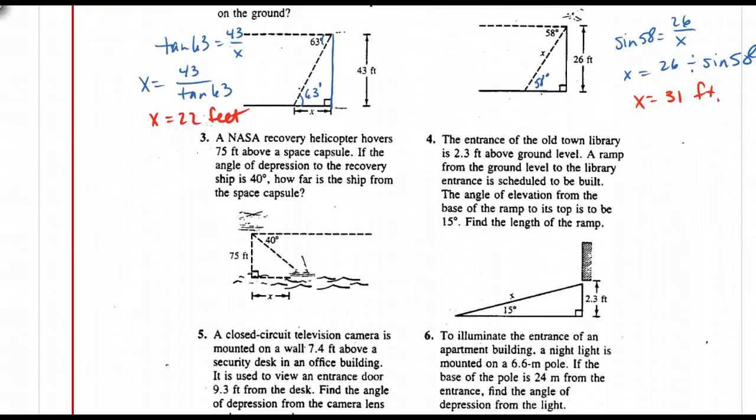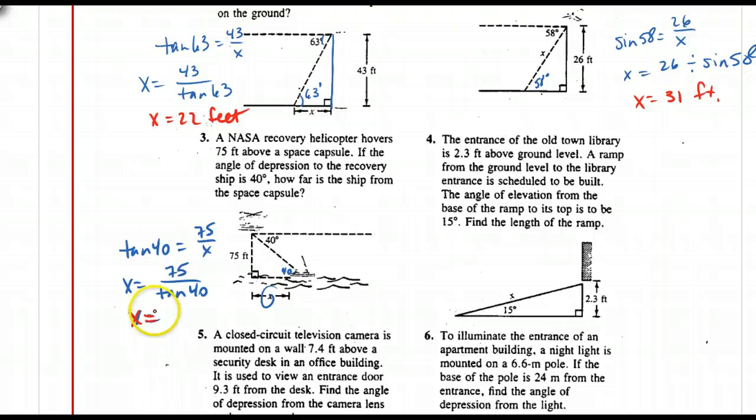Number 3, there's the NASA recovery helicopter. And this is labeled as 40, so this angle down there is also 40. And so if we want to solve for x, we can use tangent of 40 is equal to 75 divided by x, which means x is 75 over tangent of 40. And as a result, x is 89 feet. 89 feet, not t.